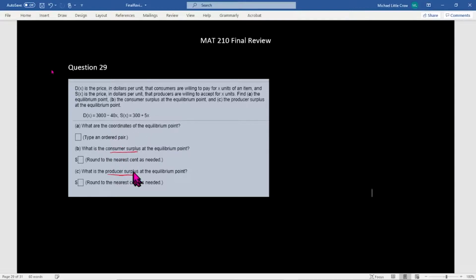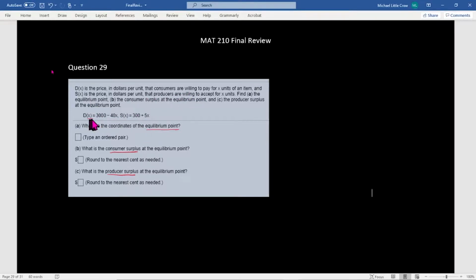and producer surplus after we find the equilibrium point, the place where they both intersect. When that happens, there can still be some surplus for both the consumer and the producer. Both of them can get surplus at a particular point. So that's basically what we got.